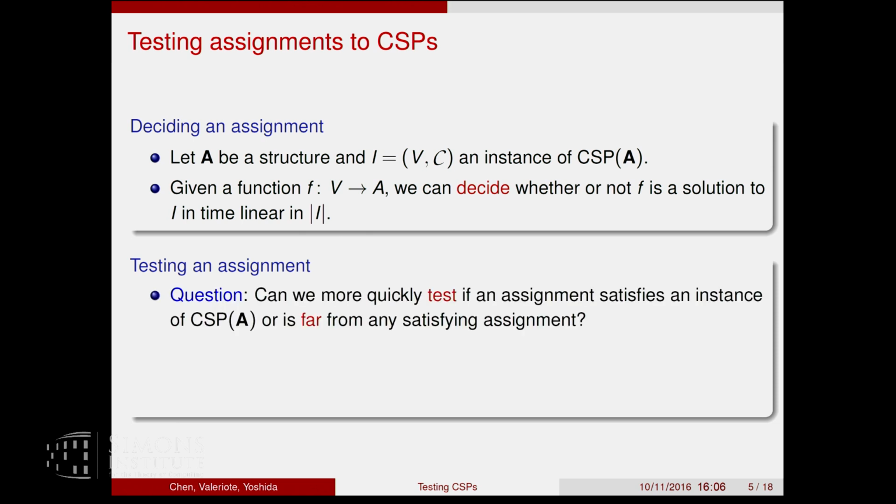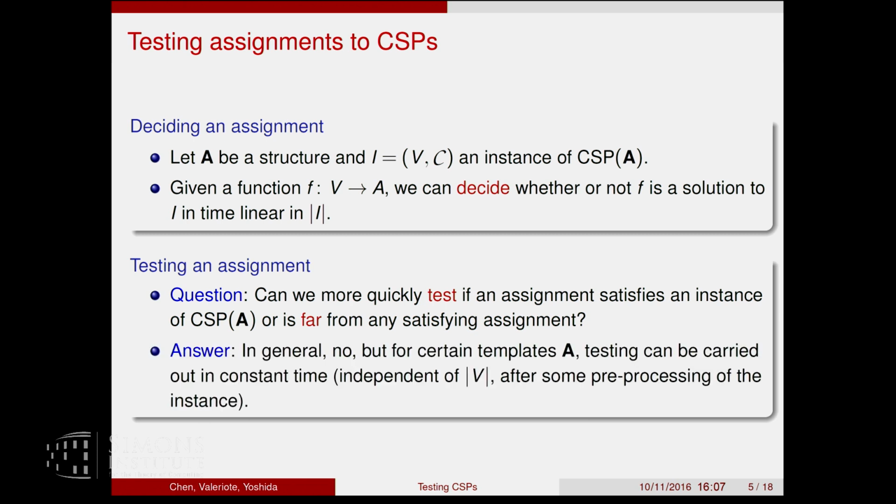But what if I don't, again, want to know for sure whether I have in hand a solution or not? What if I just want to test quickly, to distinguish between satisfying assignments versus assignments that are really rather far away from any satisfying assignment? So that's what we're going to be considering. How can we come up with testing algorithms to address this sort of question? And under what circumstances will such a nice testing algorithm exist?